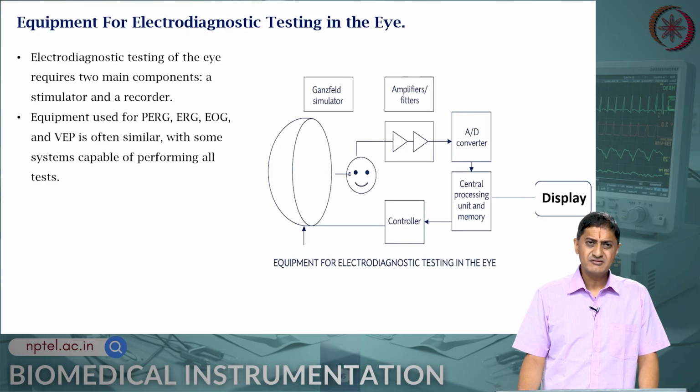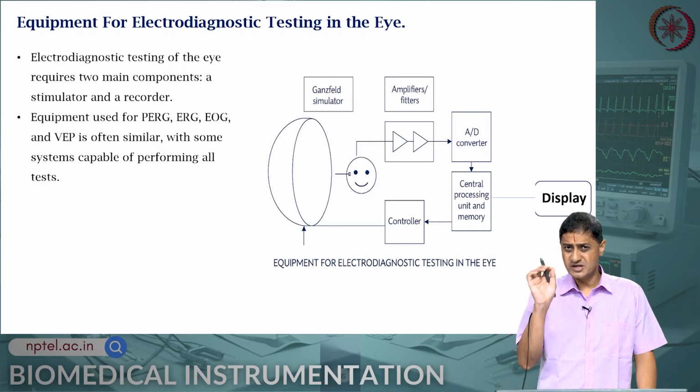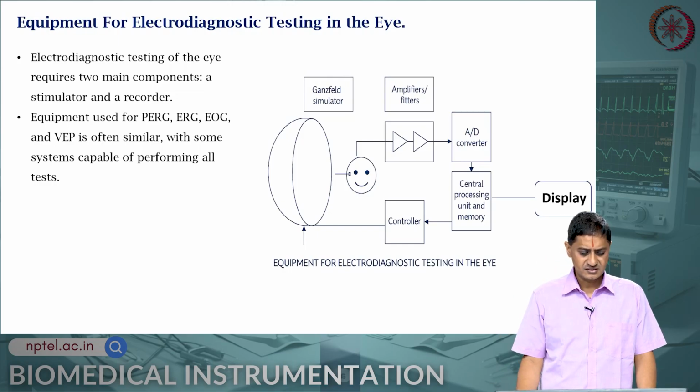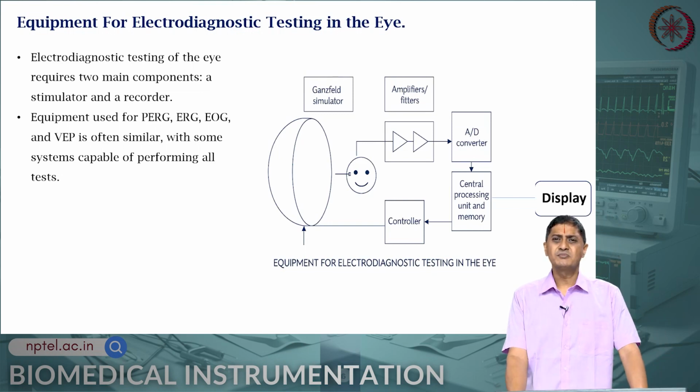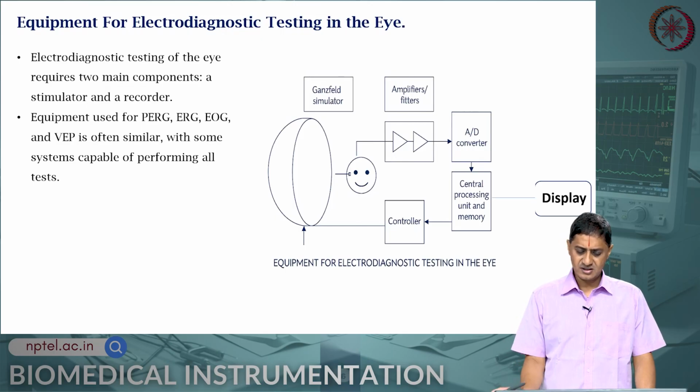For performing electrodiagnostic testing in the eye, it requires two main components, a stimulator and a recorder. You need to stimulate with a specific light, and the equipment used for pattern ERG, EOG and visual evoked potential is often similar. They are not different from each other, but some of them can perform all of these tests simultaneously. Usually you have what are called Ganzfeld stimulators.